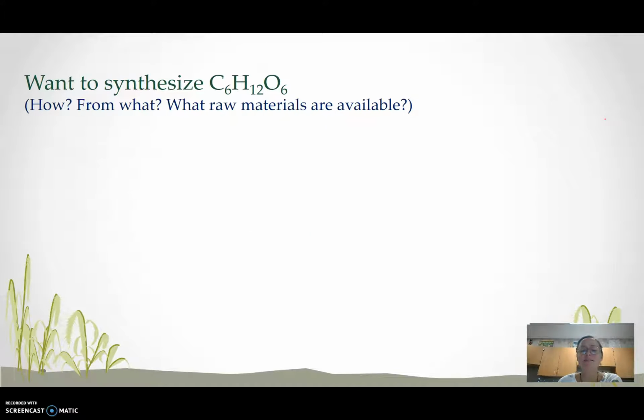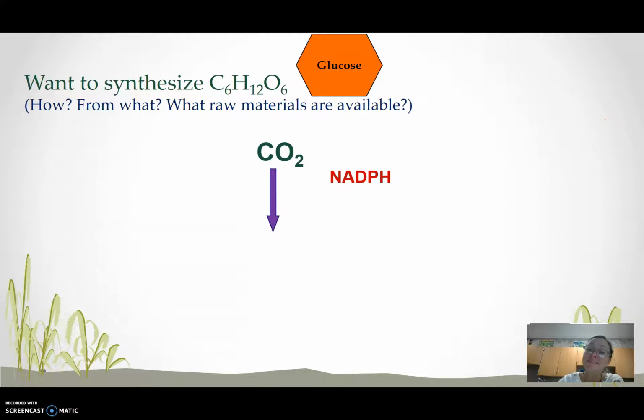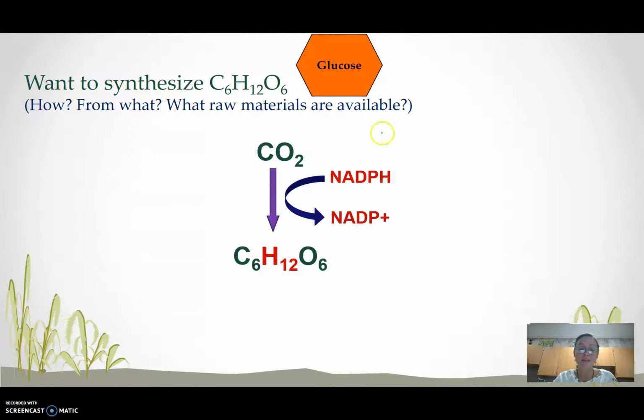So if a plant wants to build glucose, which is C6H12O6, how? From what? What does it have available? This is where the plant is going to take the carbon dioxide, and it's going to need to add or invest some molecules, right? So it's going to take those hydrogens and electrons off of the electron carrier, NADPH. So right here, this electron carrier is in its reduced form, and at this point, this right here is oxidized.